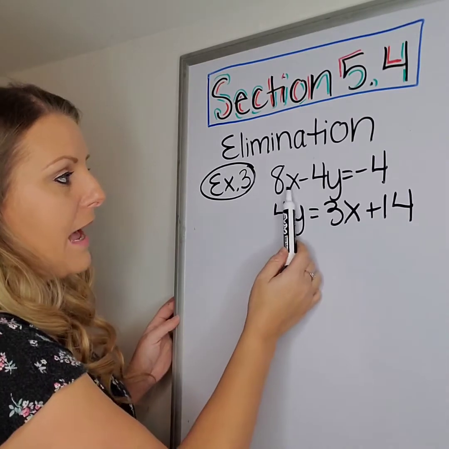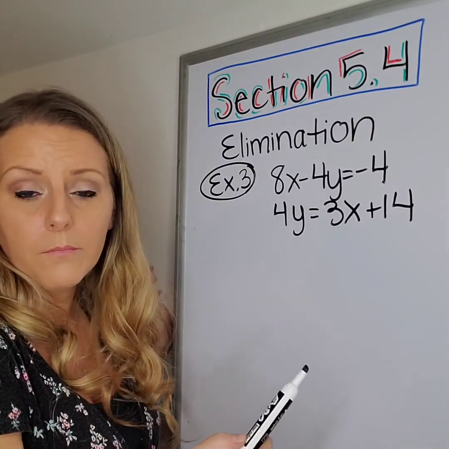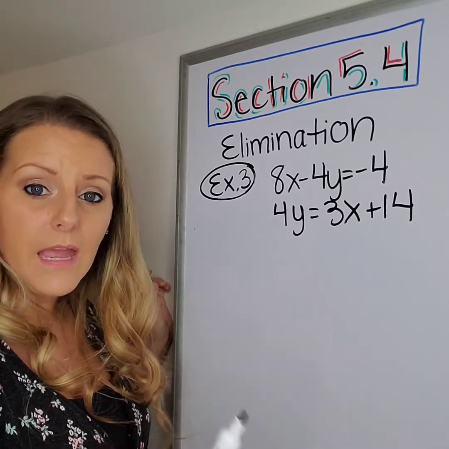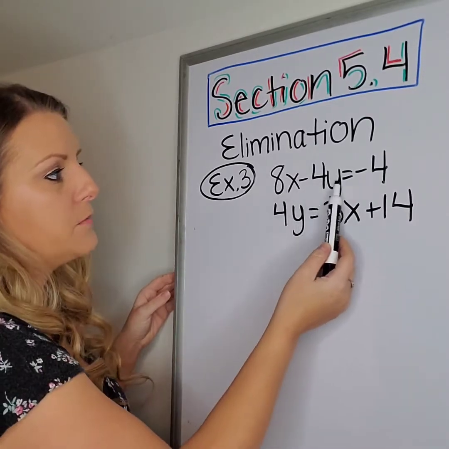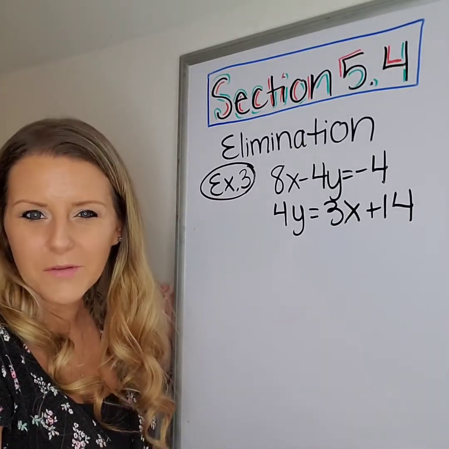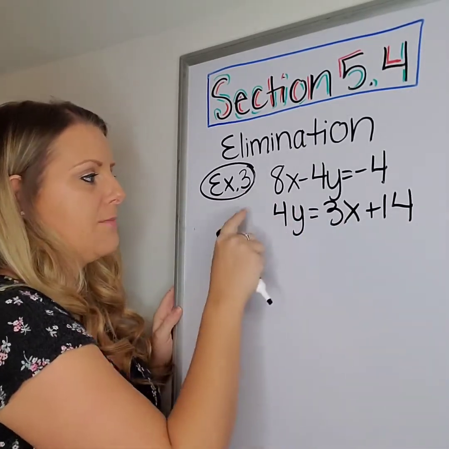So I need it to be x, y equals a number. That's called standard form. You learned that in part A of the class as well. So we need it to be x, y equals a number. No, that's not the right order. We need this x to come out over here.